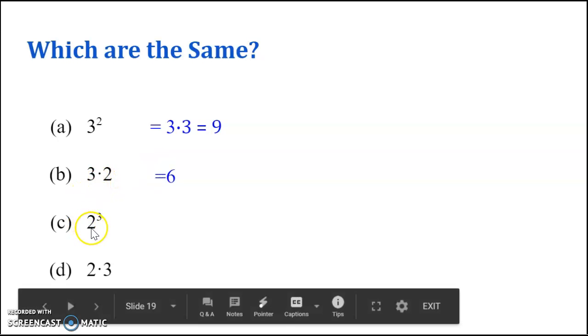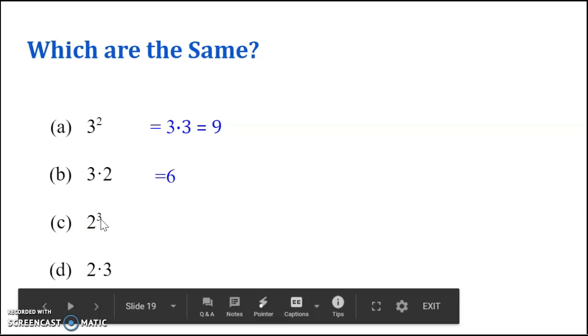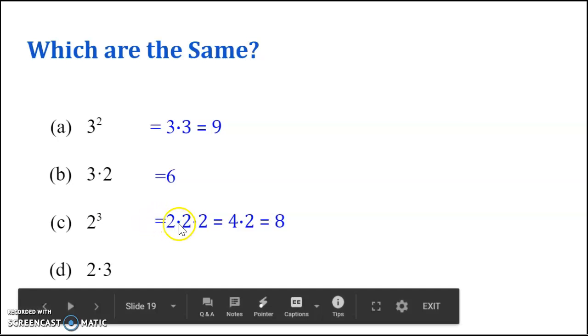Okay? What about 2 to the power of 3? 2 to the power of 3 means 2 is being multiplied to itself 3 times. So 2 times 2 times 2, which is the same as 2 times 2 is 4. 4 times 2 is 8. So the answer will be 8.